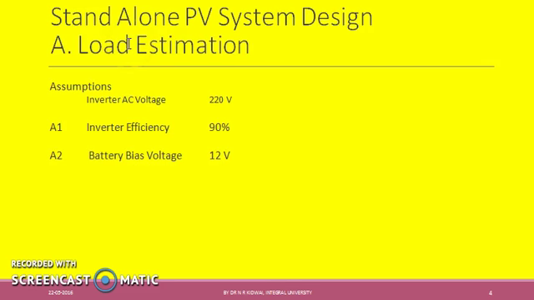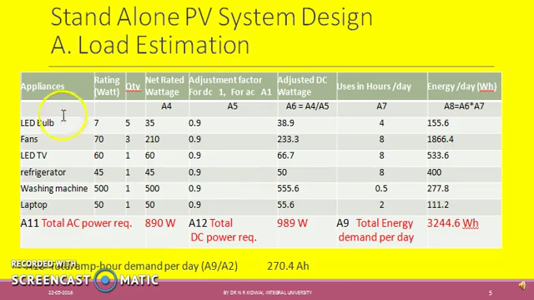The first step in PV system design is load estimation. The load estimation starts with the assumption that the inverter AC voltage is 220 volt, efficiency is 90% and battery bias voltage is 12 volt. The list of appliances, their ratings and their quantity is given. Ratings multiplied by quantity gives the net rated power, which is the total AC power. After adjustment with inverter efficiency, the adjusted DC power is 989 watt.